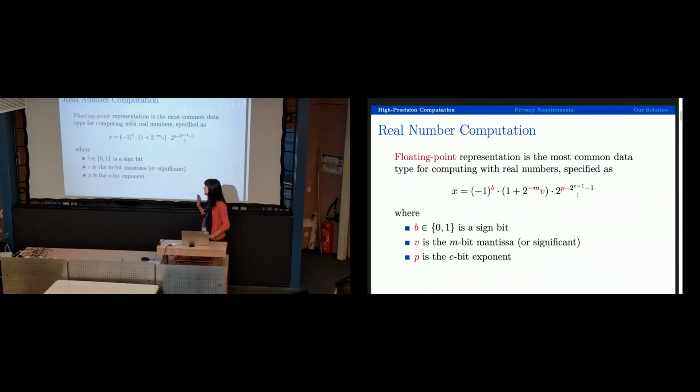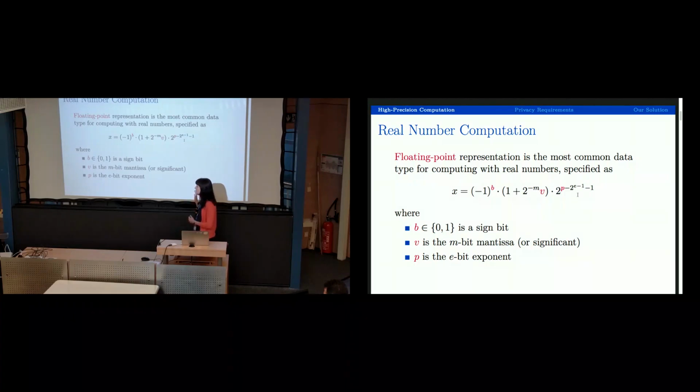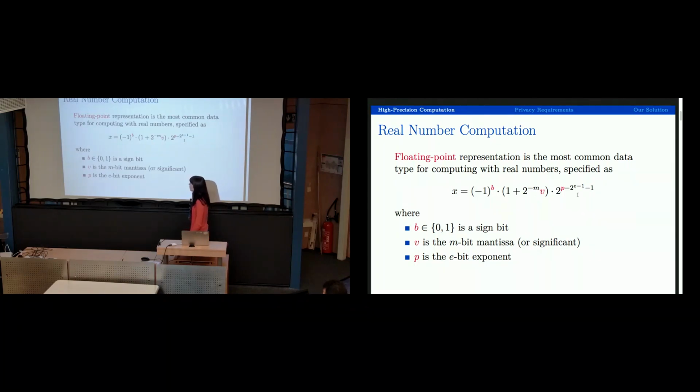So before I move on, I wanted to give a brief overview of floating point introduction, because this is where our starting point is. In general, for a floating point representation, we're going to store basically a triple, and I highlight those values here. This is, as everybody knows, the most common type of computing with real numbers, where B is a sign bit. So to represent value X, you're going to have three different values, B, V, and P, going to be represented.